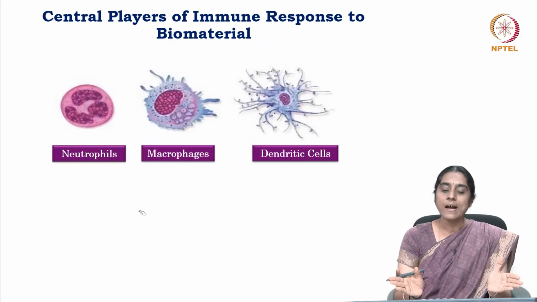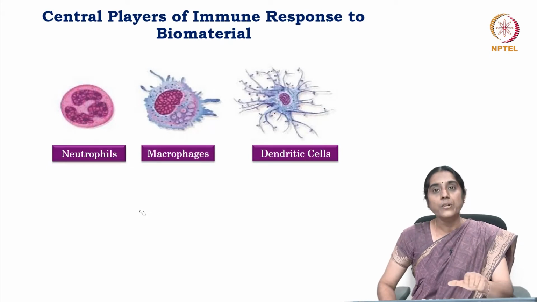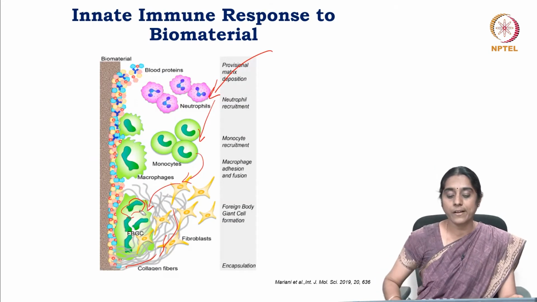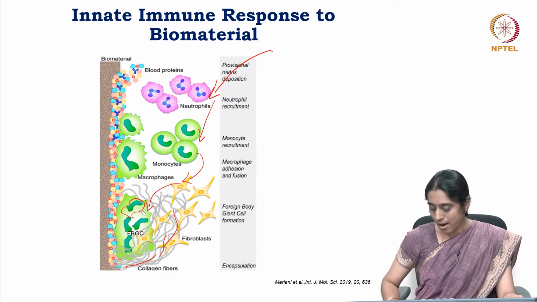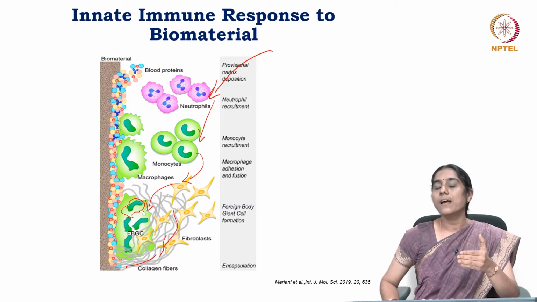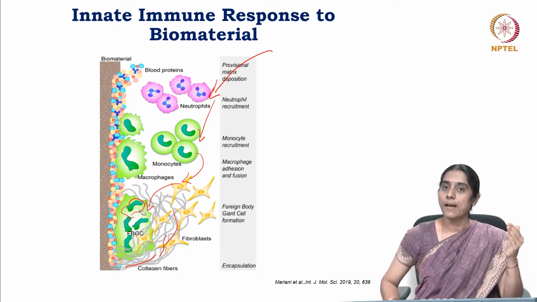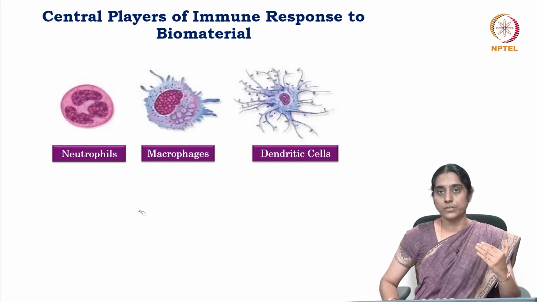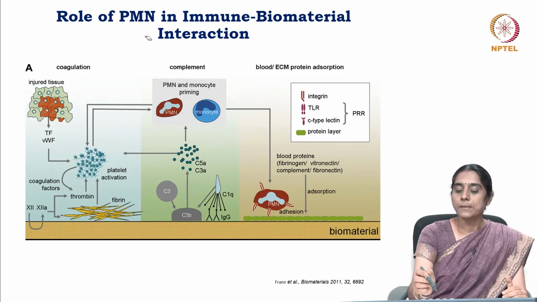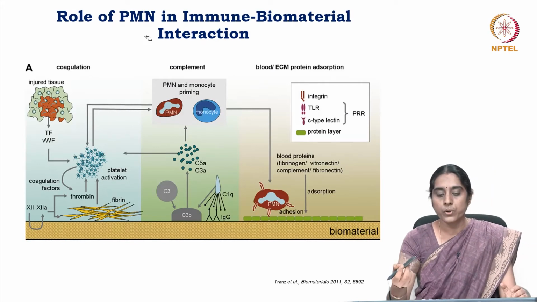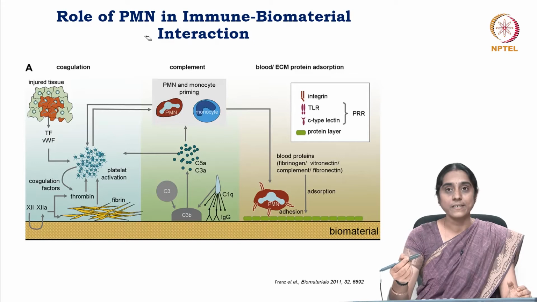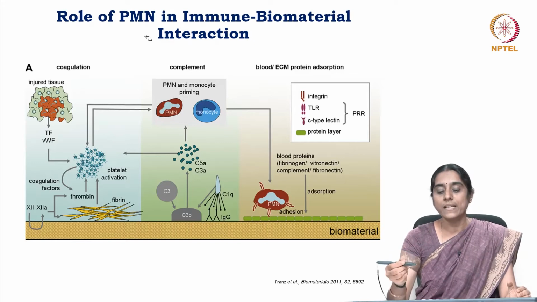So, if you see here, the central players are neutrophils, macrophages, and dendritic cells. Even though we didn't see dendritic cells here, dendritic cells are cells of the innate immune system, which play a role here in switching towards wound healing as well as in the inflammatory process. So, let us see how it is being done. Let us see how the polymorphonuclear cells such as neutrophils are interacting and playing a role in the interaction.